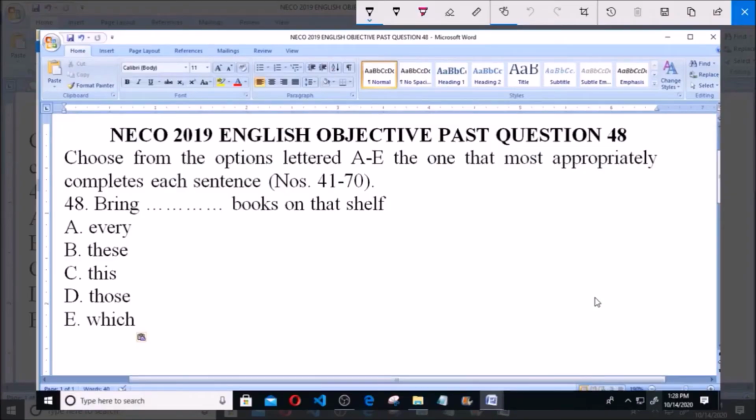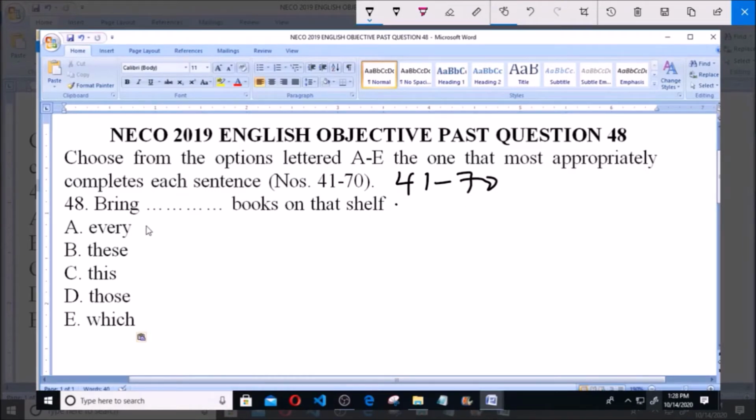Welcome. This is NECO year 2019 English objective past question number 48. We have this instruction which says choose from the options lettered A to E the one that most appropriately completes each sentence. This instruction is applicable to question 41 to 70. And the sentence here says: Bring dash books on that shelf.